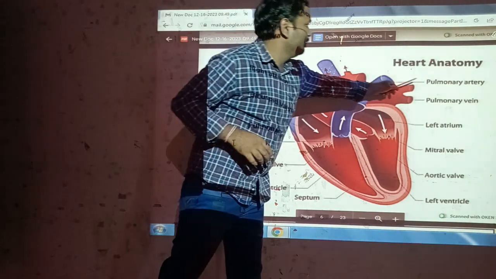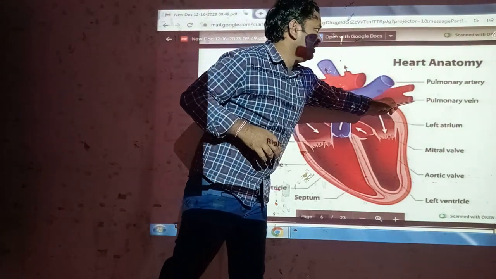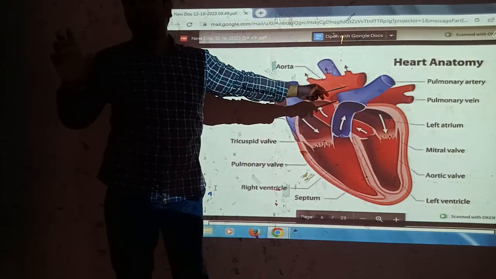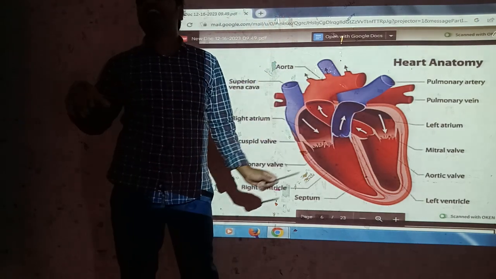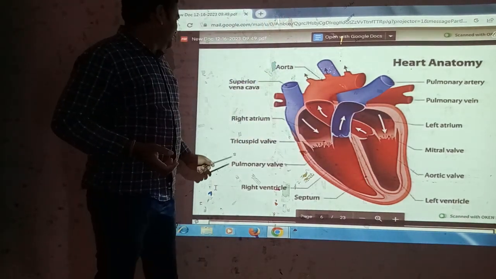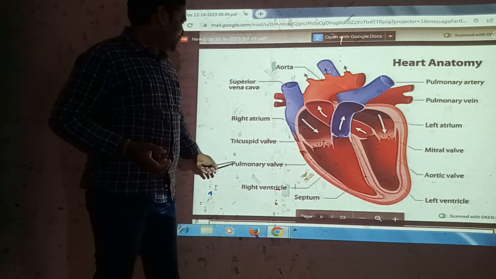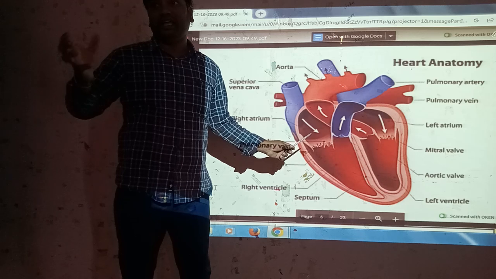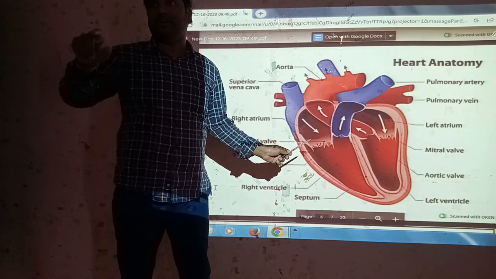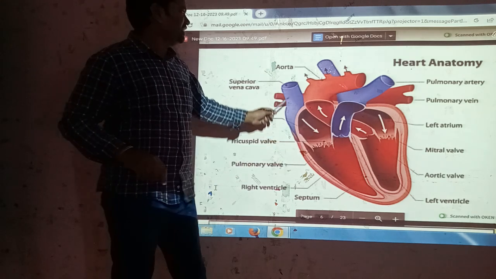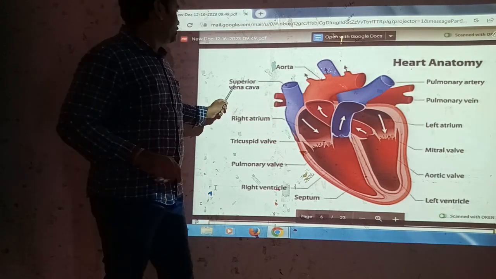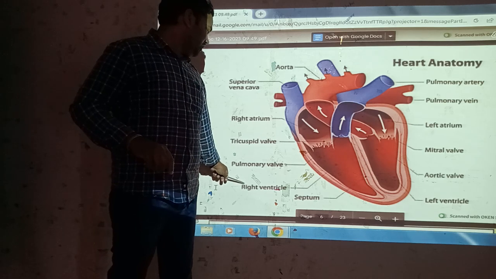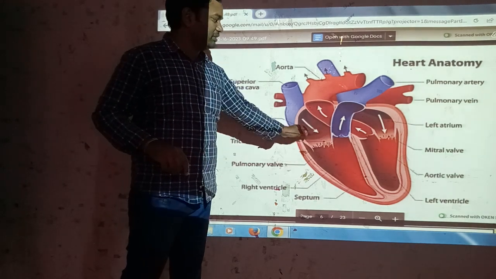This is very important: the pulmonary artery and pulmonary vein. Actually, a vein may indicate deoxygenated blood, but the pulmonary vein carries oxygenated blood. And the pulmonary artery carries deoxygenated blood. These are different issues. Aorta, the largest artery; superior vena cava; right atrium; tricuspid valve; pulmonary valve; right ventricle; and different septums are present.